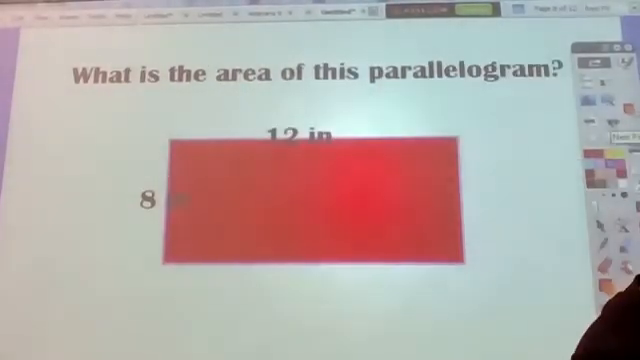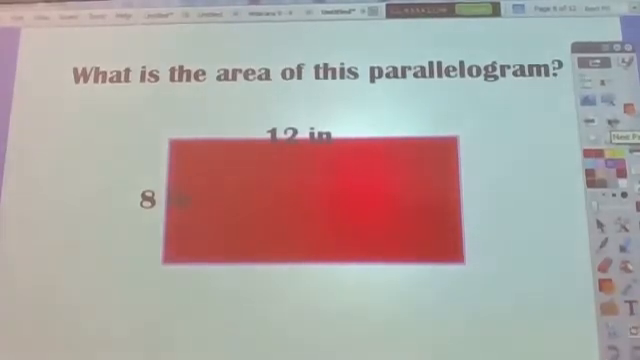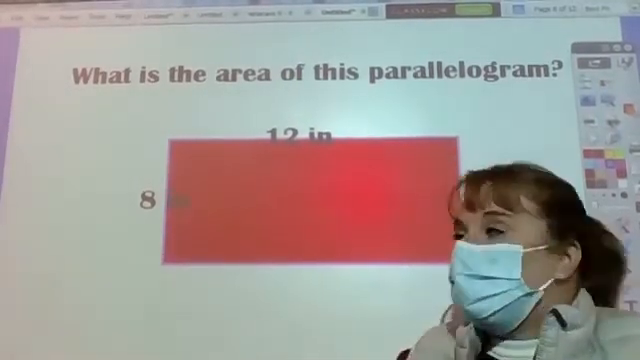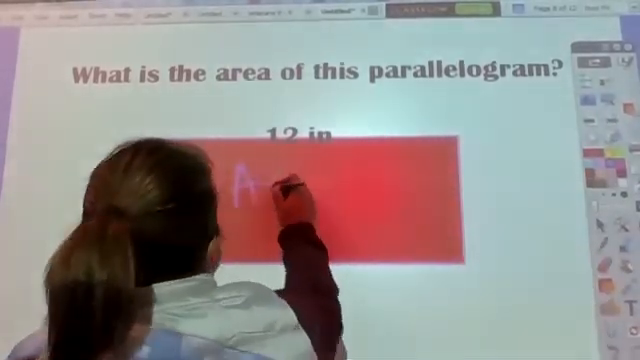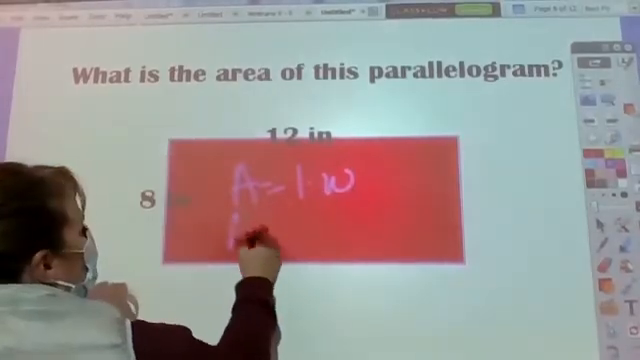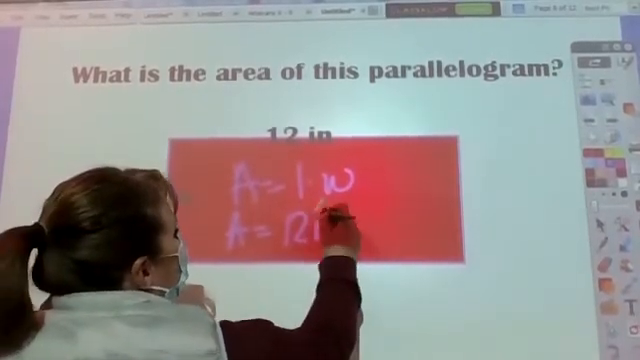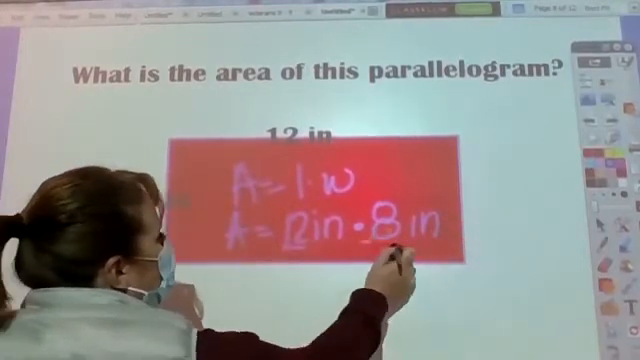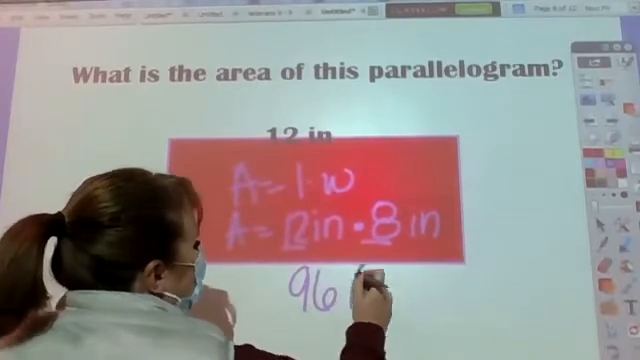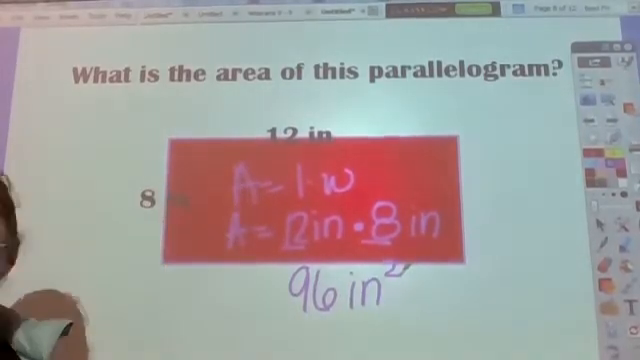All right. So now, if you look at this problem, can you guys on your paper find the area of this parallelogram? What is the area of this parallelogram? Notice that it is labeled in inches. So awesome job. A lot of you guys use the formula: area equals length times width. So area equals 12 inches times 8 inches. So 12 times 8 is 96 inches squared. So that's where that square comes from.